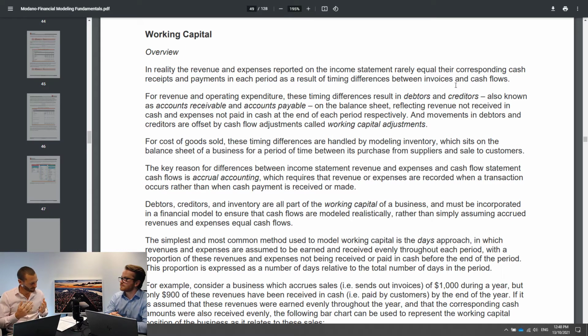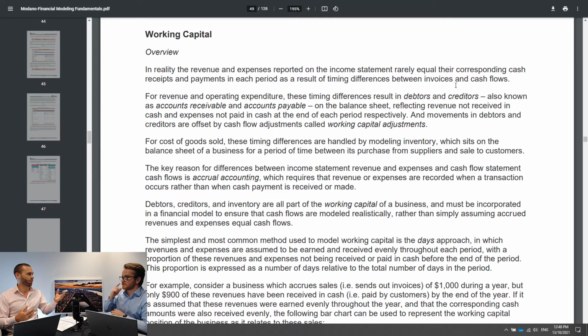Now, if you look at why working capital actually exists, it exists because of the accruals method of accounting, which says, okay, you need to basically record your revenue when you earn it. So if you send out an invoice to somebody and they haven't paid at the end of the year, you might book that revenue in the period because that's when you earned the right to that revenue. But if it wasn't paid, it sits there at the end.